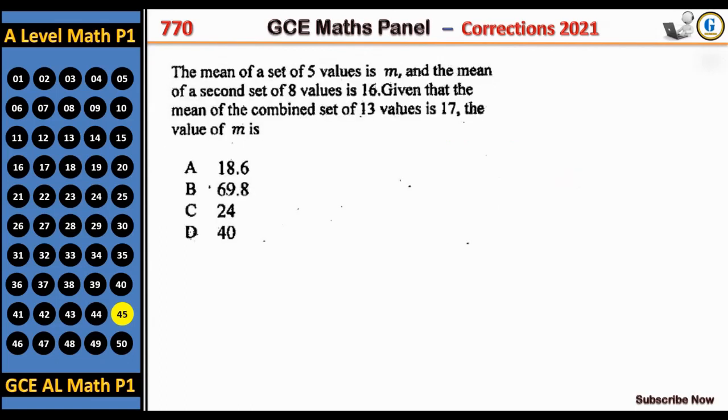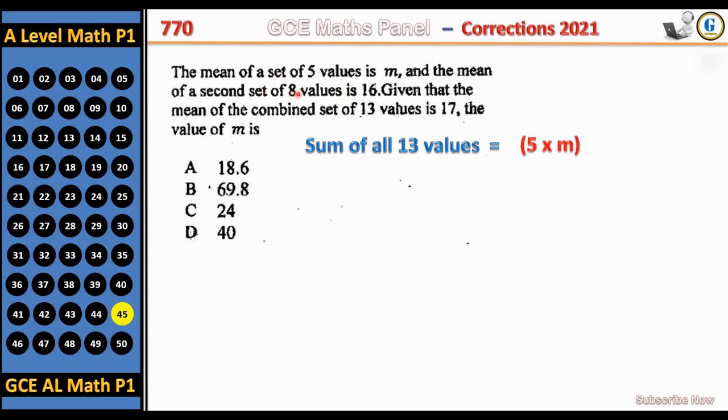45. The mean of a set of 5 values is m, and the mean of a second set of 8 values is 16. Given that the mean of the combined set of 13 values is 17, what is the value of m? We use the mean of the combined set to look for m. For the set of 5 values, we divide the sum by 5 to have m, so the sum is 5 times m. For the 8 values, we divide by 8 to have the mean 16, so the sum of the 8 values is 8 times 16.